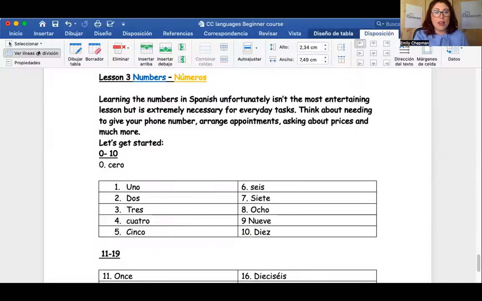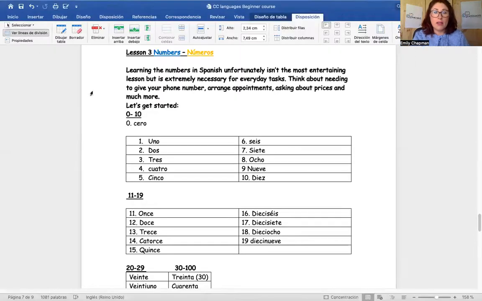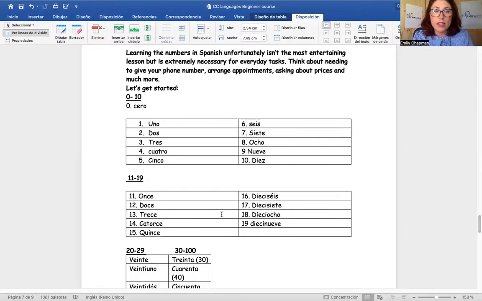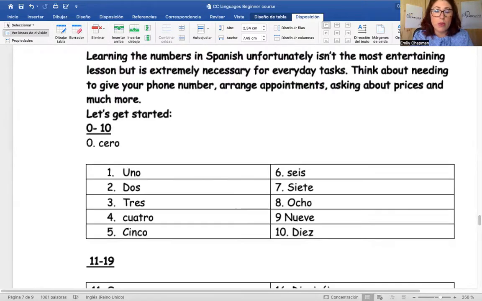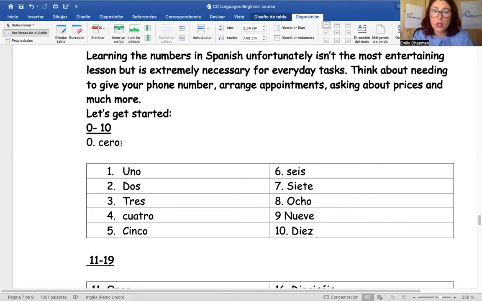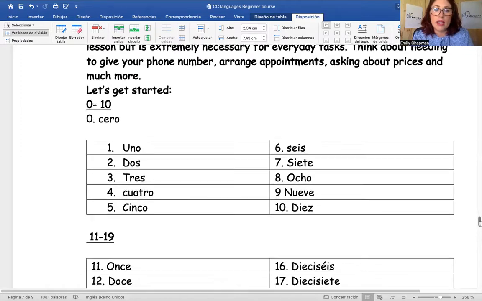So here today on the screen, we have our lesson number 3, our numbers, and we're going to get started straight away with our first number, which is 0. In Spanish, we would say cero. So remembering back to lesson 1, the th sound for the C, cero is 0. Quite an easy one to remember, very similar to English.